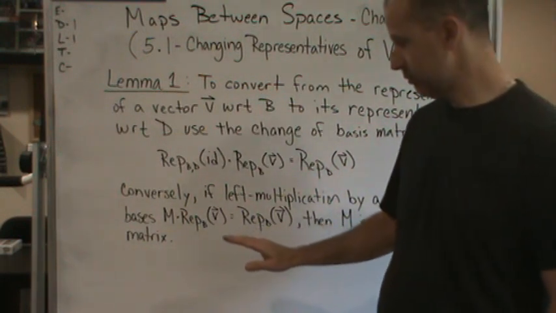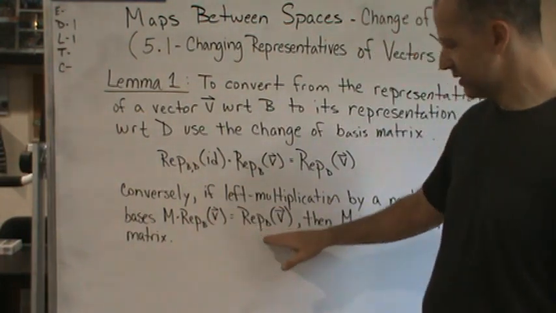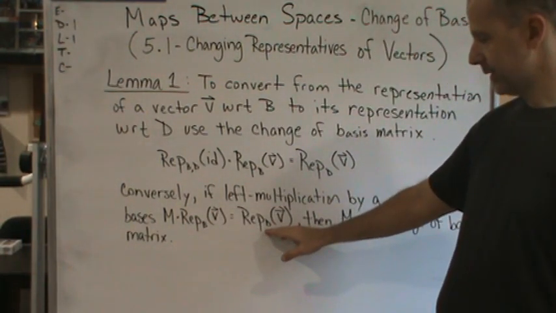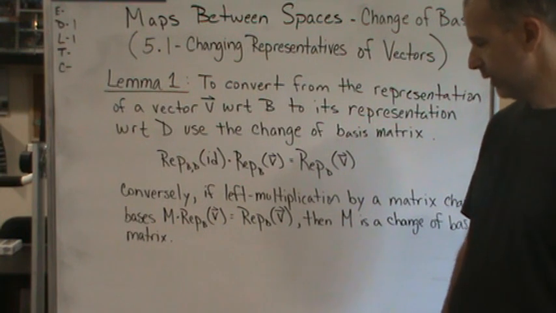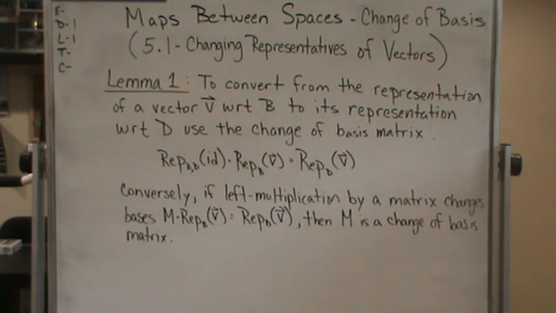changes bases, in other words, if we have some matrix M times this gives us the representation with respect to D of the same vector, then guess what? M is a change of basis matrix. Okay, so we've got a way we can check as well.